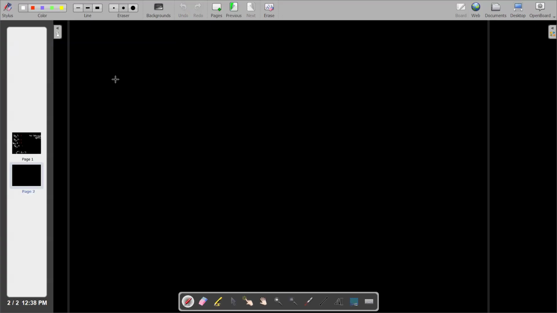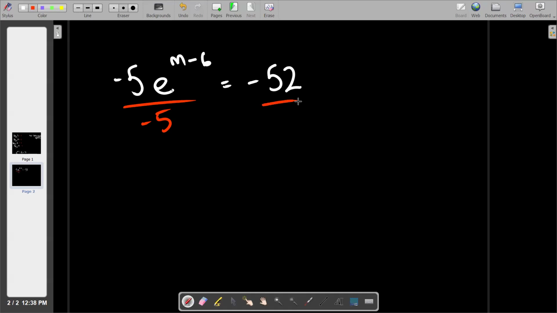Next one is negative 5 times e to the power of m minus 6 is equal to negative 52. What do we do first? Sorry, say again? Dividing both sides by negative 5. Perfect. Divide both sides by negative 5. When we divide both sides by negative 5, we realize that there's not going to be some pretty little number on the right-hand side, right? So I'm just going to leave it as a fraction because remember, I'm trying to stay in the world of exactness here. So I'm going to have the left side be e to the m minus 6. And the right side, I'm just going to call 52/5.